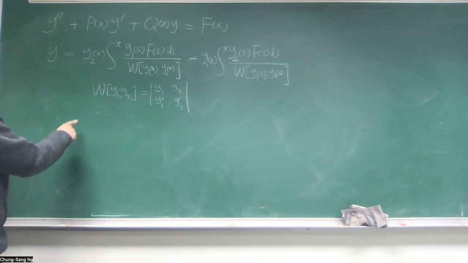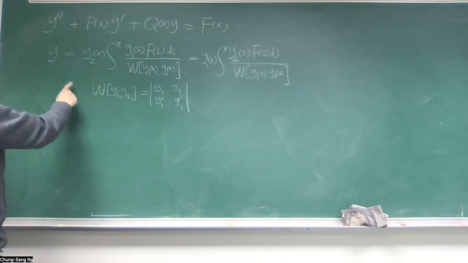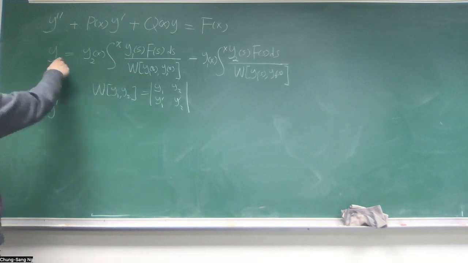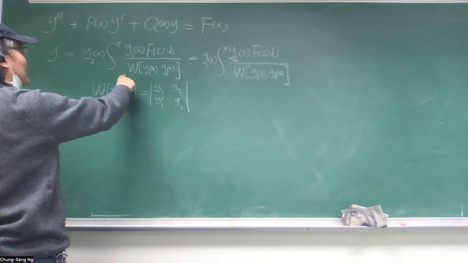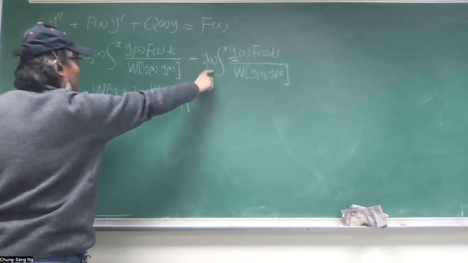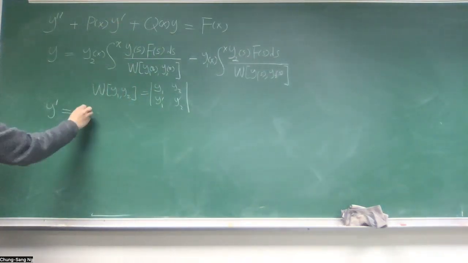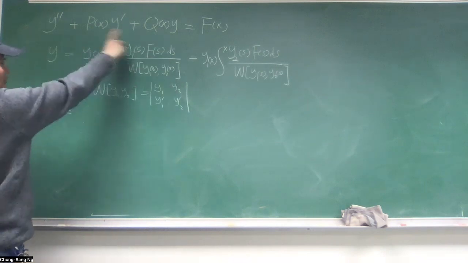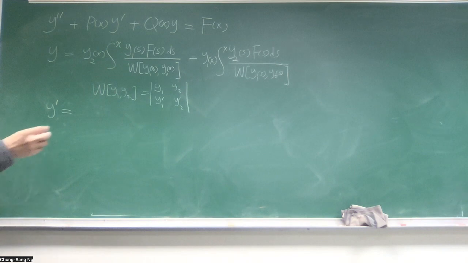Now, to put this back into the equation, you need to take the derivative of this one. So you want to get y prime. Okay. You take the derivative. You have two terms, and each term has two factors. One is just the original homogeneous solution, this is y sub two, this is y sub one, and the other is the integral. So do it one at a time. The derivative of the first term will give you two terms, and the derivative of the second term will give you another two terms. Altogether, you should have four terms.